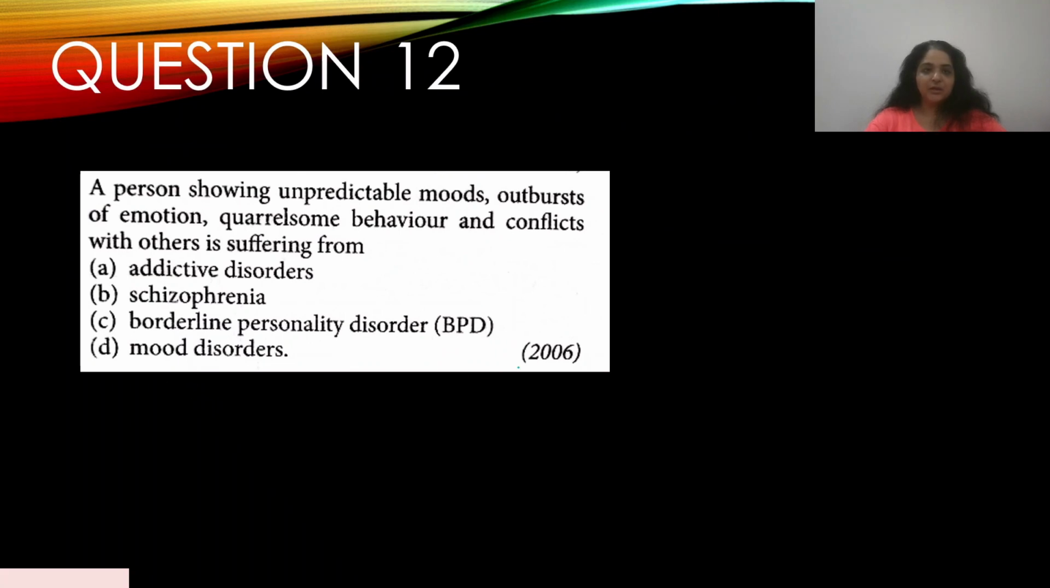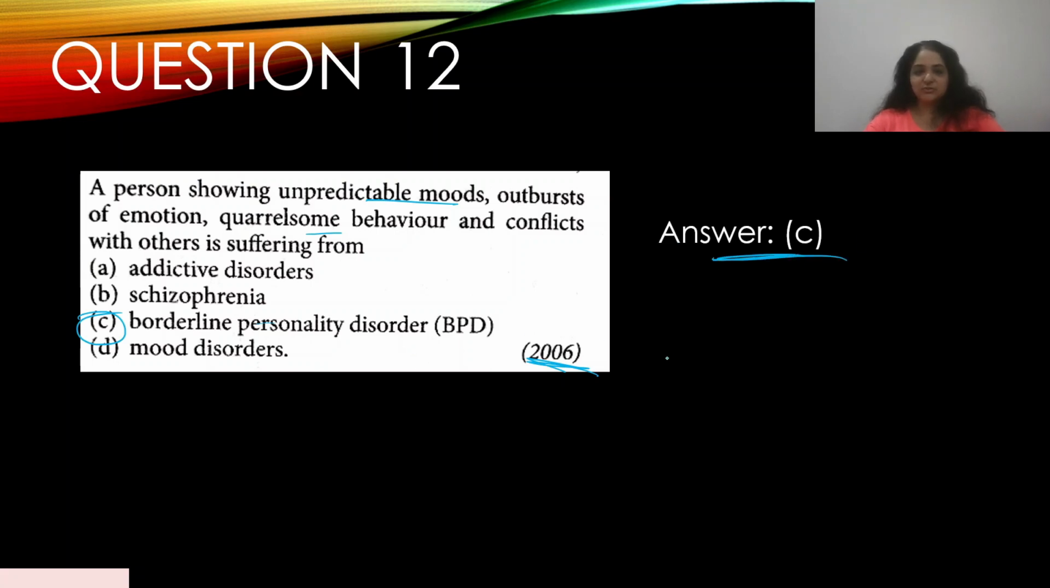Question number 12. A person showing unpredictable moods, outbursts of emotion, quarrelsome behavior, and conflicts with others is suffering from. This appeared in 2006. A. Addictive disorders. B. Schizophrenia. C. Borderline personality disorder. D. Mood disorder. To answer this question, I would suggest you learn it as a fact that if you see these terms, unpredictable moods, outbursts of emotion, quarrelsome behavior, the person is suffering from symptoms of borderline personality disorder, BPD. So the option is C here.